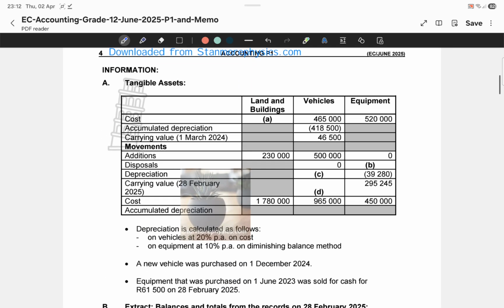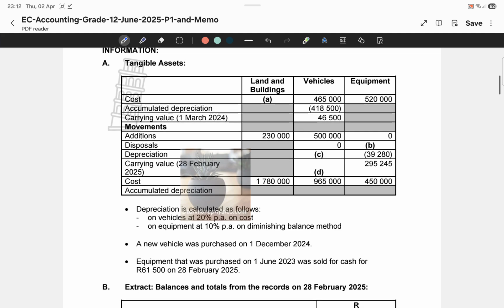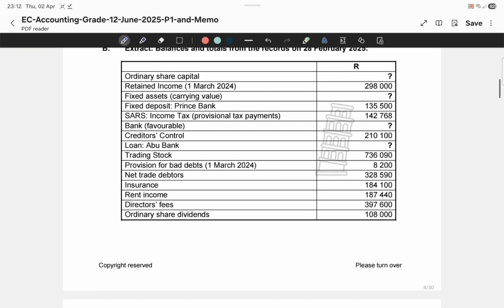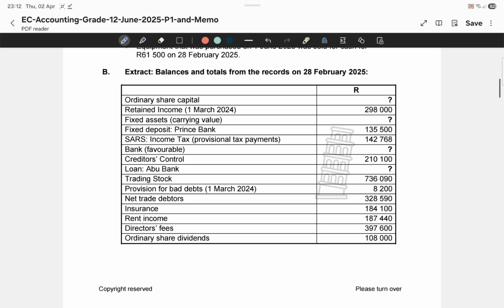Information A is tangible assets. The retained income note doesn't have anything to do with the tangible assets. We are only dealing with the shares, the net profit after tax, and the balances. So here, information B, we have retained income.